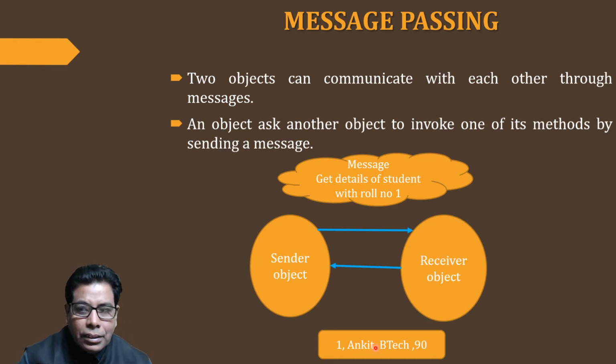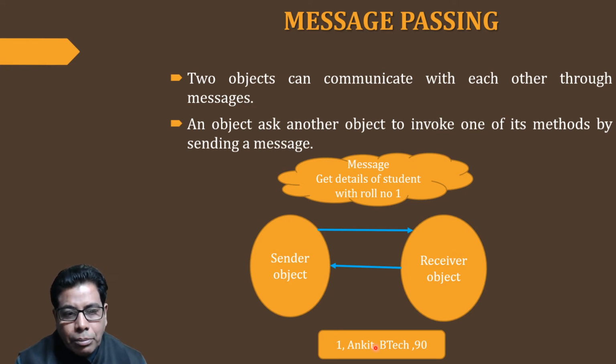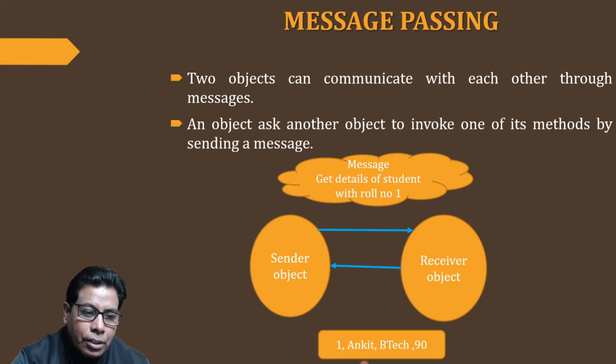So a message consists of three aspects. There is the receiver object, then the name of the method from which we have to get the attributes, and the parameter that must be used with the method. So here we have given roll number as the parameter, roll number 1. So in this way, message passing will be communicating with the objects with the help of that.